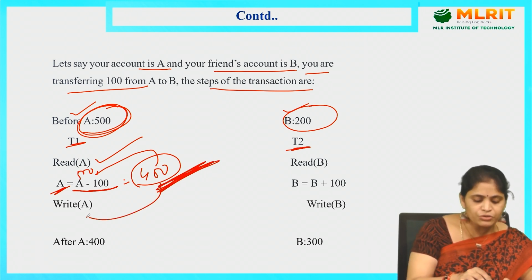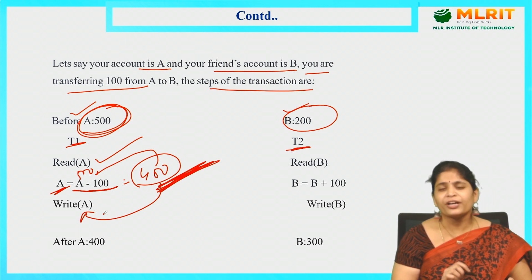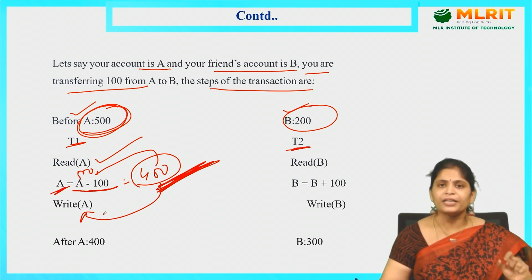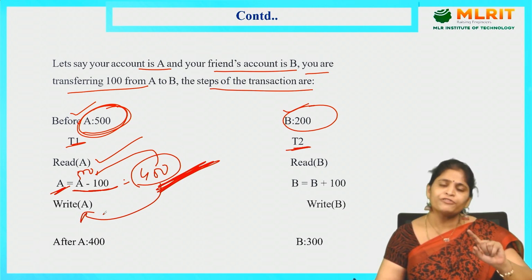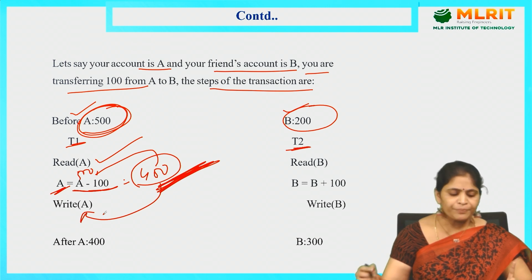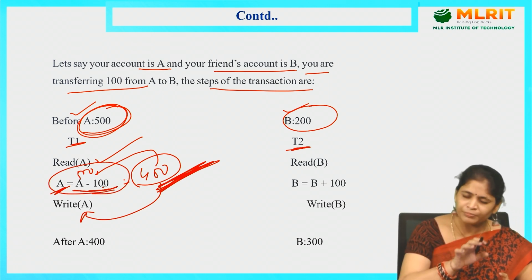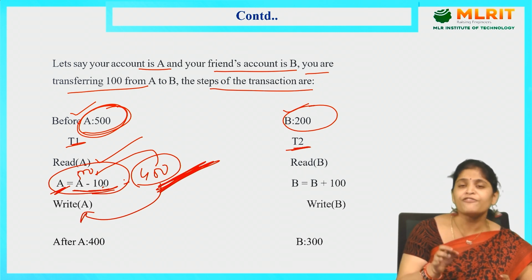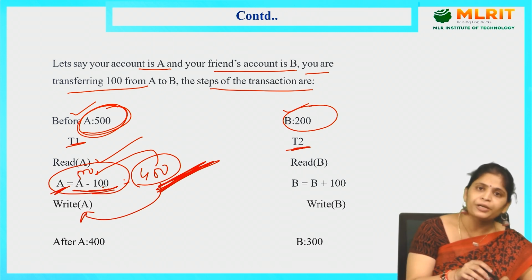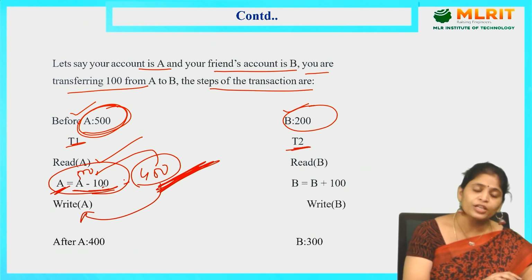Here we represent it as write of A. What is write for? Updating the value from the buffer to the database. This value is stored temporarily in the buffer, and from the buffer it will be updated to the database permanently through the write operation.